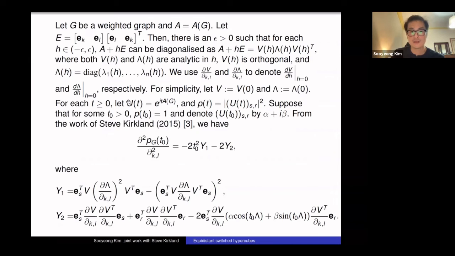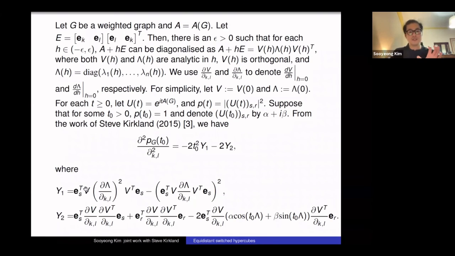Here, considering U of T, think about the fidelity between S and R. When for some T naught there is PST between S and R, the entry U of T naught, labeled by S and R, can be written as alpha plus I beta. The formula can be found in this paper. Let me get to the point: T naught is given, and we need to find Y1 and Y2, which look like this.